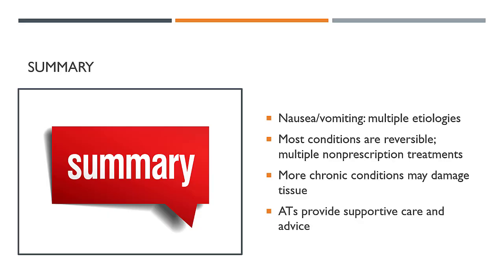In summary, nausea and vomiting have multiple etiologies. Most conditions are reversible, and many of them have multiple non-prescription treatments. More chronic conditions may damage tissues, and athletic trainers should be responsible for providing supportive care and advice for our athletic populations.